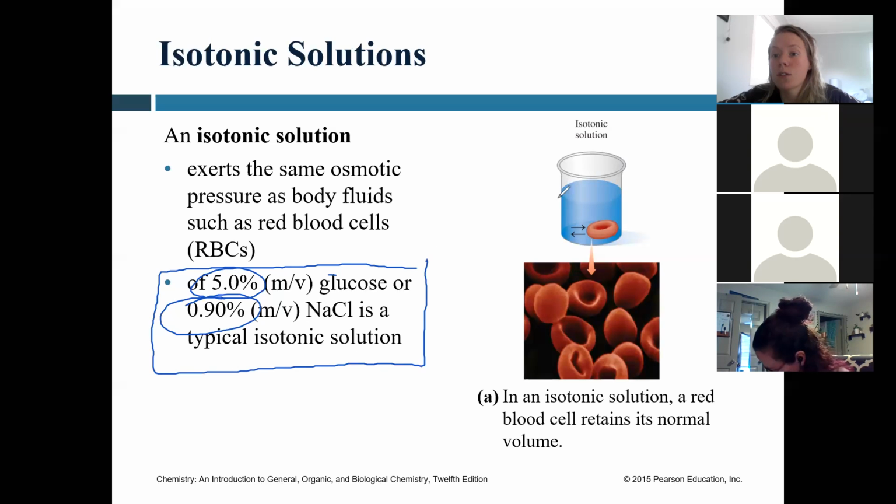If the solution outside of it also has those concentrations, the water flowing in and the water flowing out will be equal. What do we expect to happen to our red blood cells in this case? Nothing. They're healthy. They're happy. So we'd like to keep the solution around our blood cells isotonic.